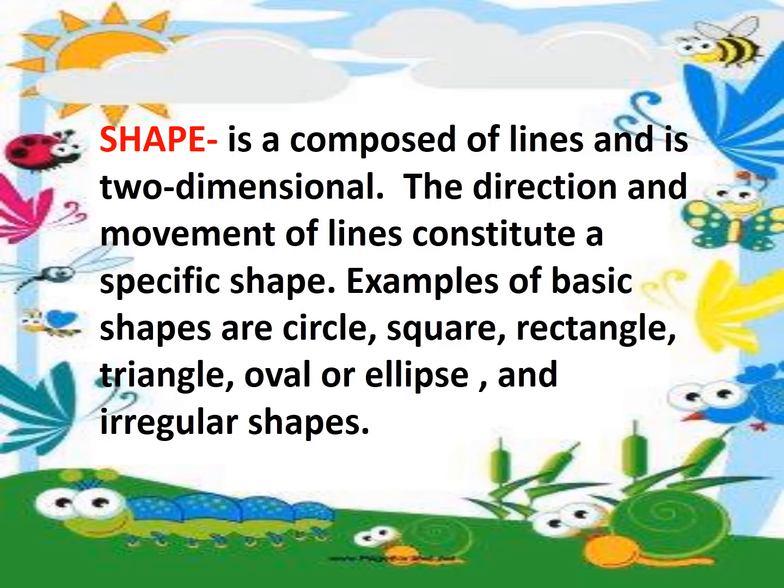Number 2, shape. Shape is composed of lines and is two-dimensional. The direction and movement of lines constitute a specific shape. Examples of basic shapes are circle, square, rectangle, triangle, oval or ellipse, and irregular shapes.